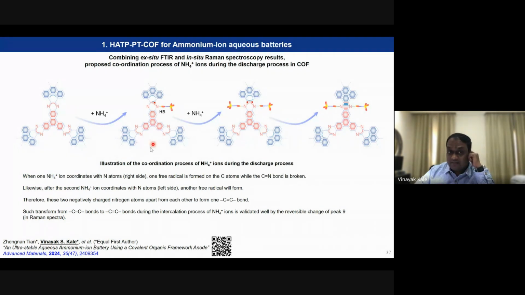Likewise, after the second ammonium ion coordinates with a nitrogen atom, another free radical will form. Therefore, those two negatively charged nitrogen atoms move apart from each other to form one C double bond C bond. Such transformation from C single bond C bonds to C double bond C bond during the intercalation process of ammonium ions is validated well by the reversible change of these peaks in Raman spectroscopy also.